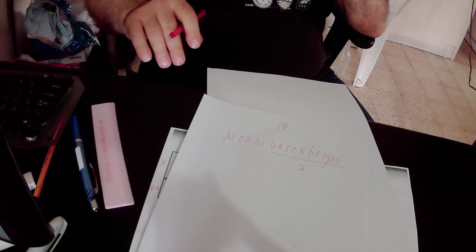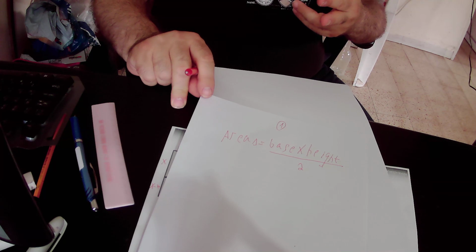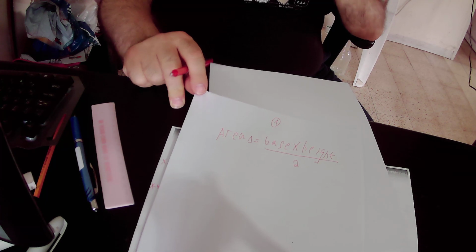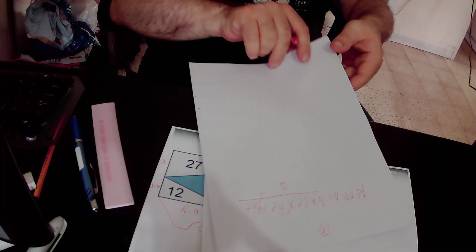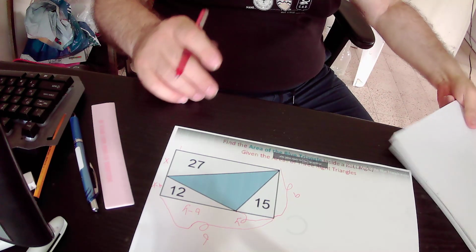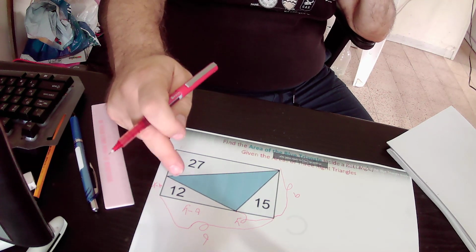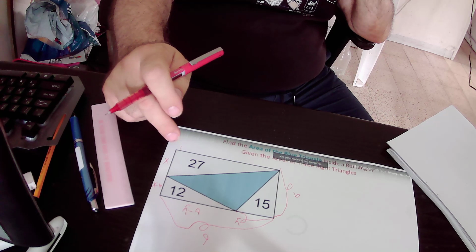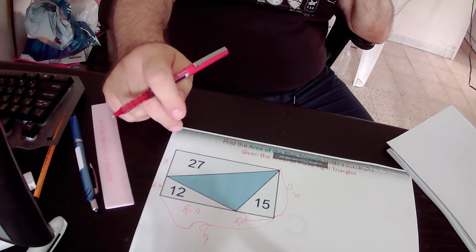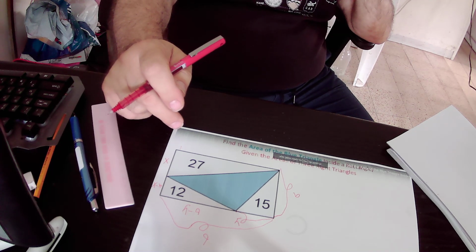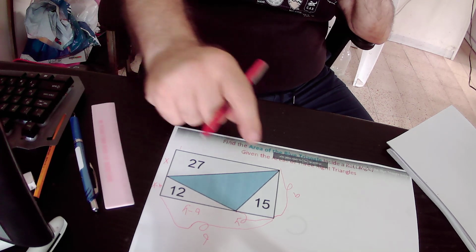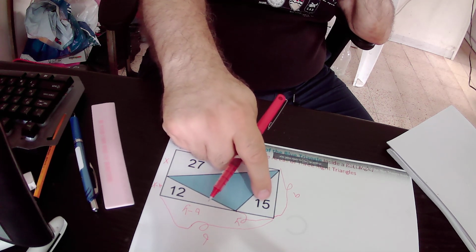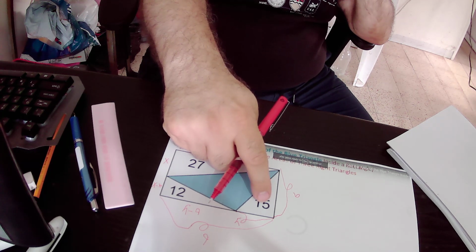Okay, so we will implement this formula in order to create the formulas for the areas of the three right triangles that we have in the drawing. So first of all, we will create the formula for the area of this triangle, whose area is 15 units.